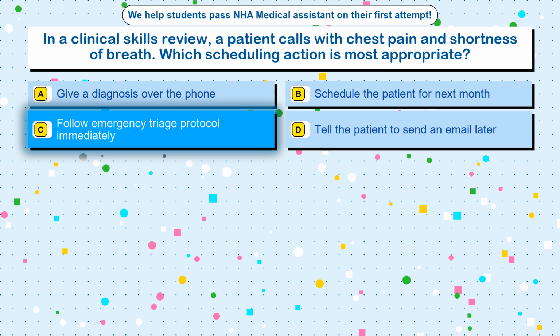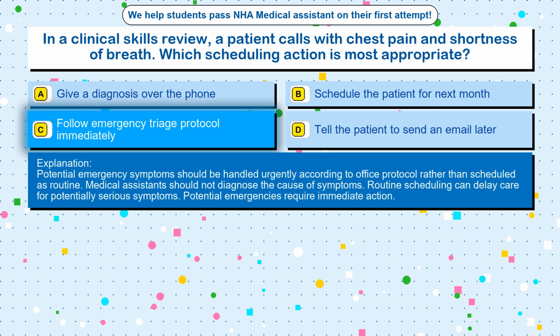The correct answer is option C. Follow emergency triage protocol immediately. Potential emergency symptoms should be handled urgently according to office protocol rather than scheduled as routine. Medical assistants should not diagnose the cause of symptoms. Routine scheduling can delay care for potentially serious symptoms. Potential emergencies require immediate action.